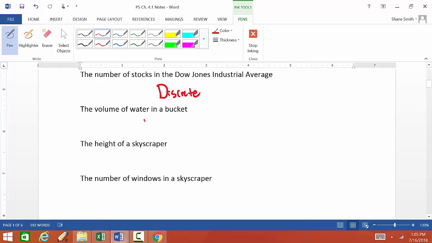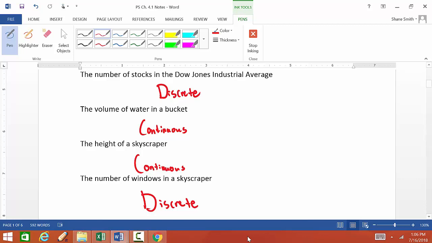The volume of water in a bucket is continuous because it's on an interval, and you can measure it in a bunch of different ways: gallons, liters, quarts, milliliters, ounces. The height of a skyscraper is continuous. Once again, you can measure that a bunch of different ways, in inches, feet. And the number of windows in a skyscraper is discrete because you're just counting the number of windows. You can't have half a window. The window's there or it's not. You count it or you don't.